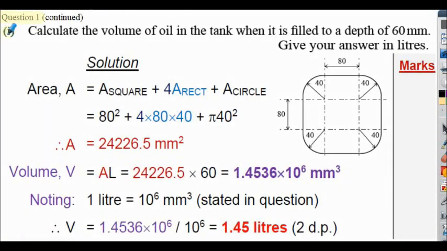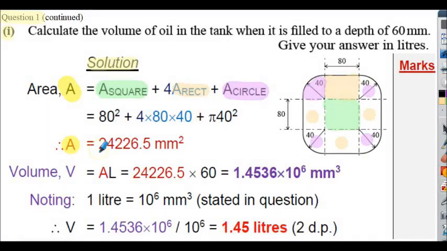Question 1b, here's the part 1 solution. So firstly we calculate the area, shown here. We're going to calculate the area of the square base, this area shown here. Next we calculate 4 times the area of the rectangles. Here's the area of a rectangle. Of course there are 4 of them: 1, 2, 3, 4. And then we add to that the area of a circle, which essentially are these 4 quadrants: 1 here, 2, 3, 4.